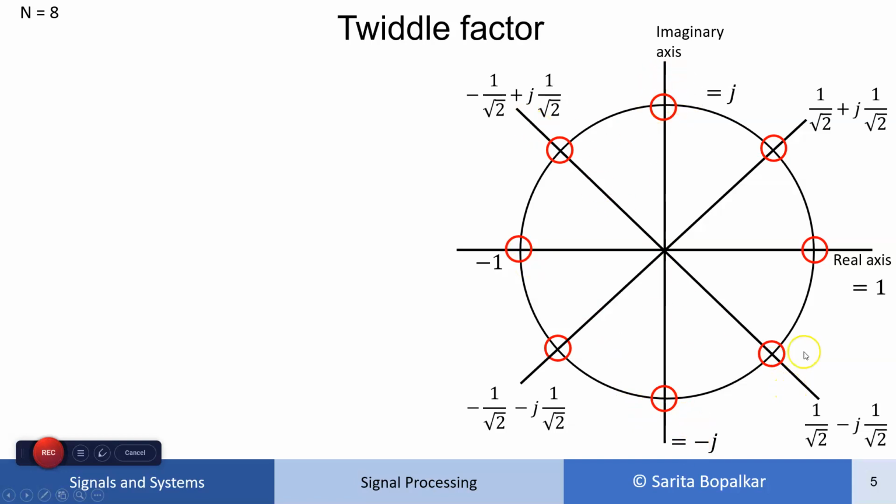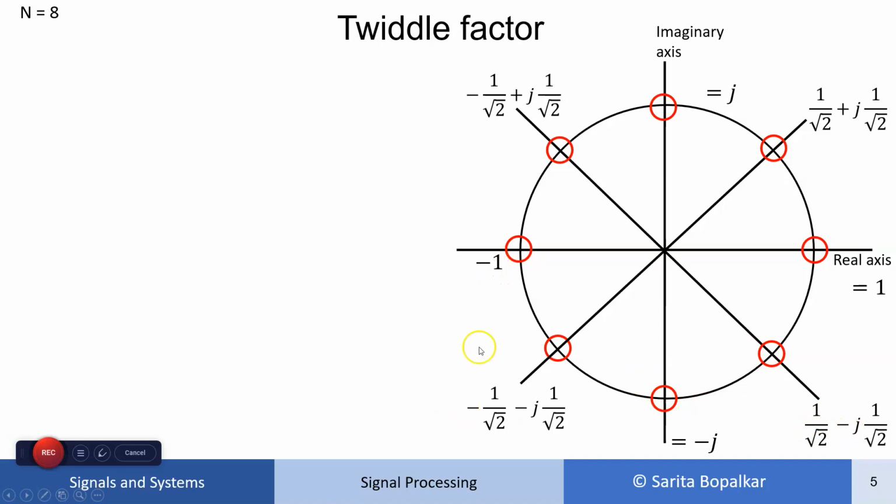Now these diagonal angles and values you need to remember. See, the trick is that in each diagonal value the real part is 1 upon root 2 and the imaginary part is also 1 upon root 2. Only the sign of the real and imaginary part changes. So how to remember this? Real part you can check here: real axis positive, so real value positive. Imaginary axis negative, so imaginary value negative.